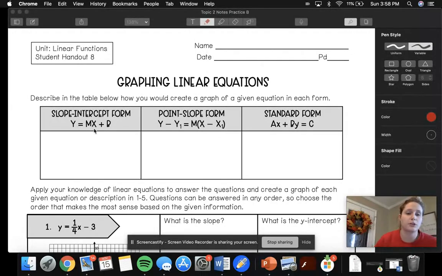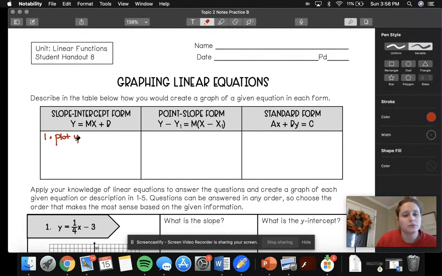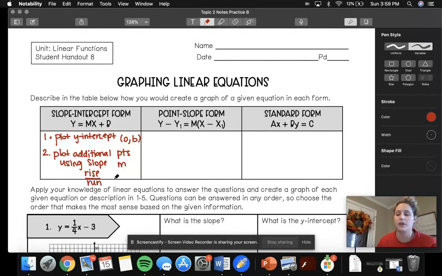The first one is slope-intercept form, which we usually feel the most comfortable with. The steps to graph this: first we would plot the y-intercept, which would be 0, comma, whatever your b value is. So this value right here. Then we would plot additional points using your slope, which is your m value. So we would find the rise over the run and create more points.